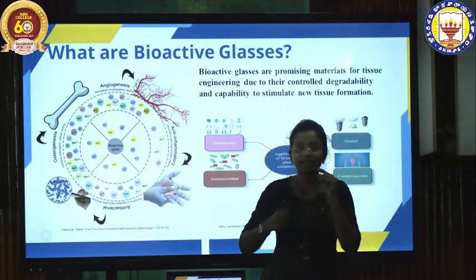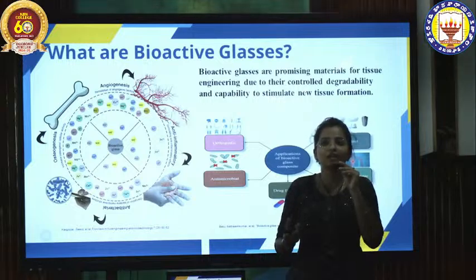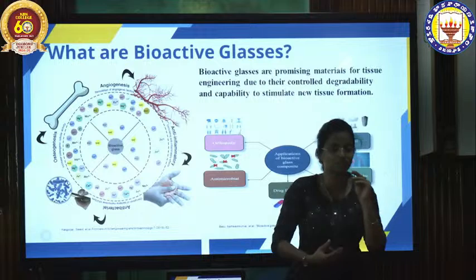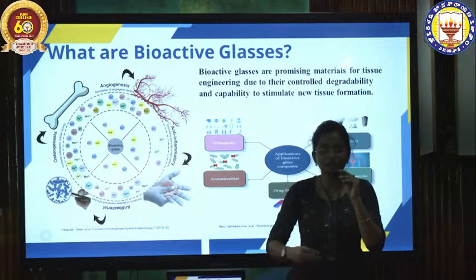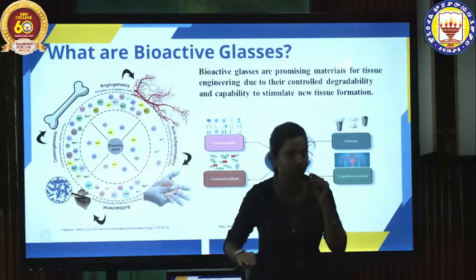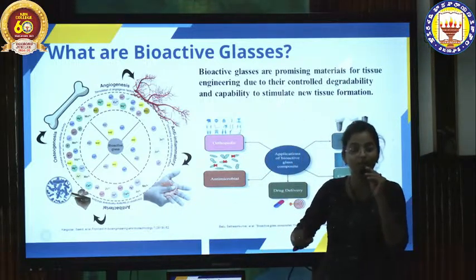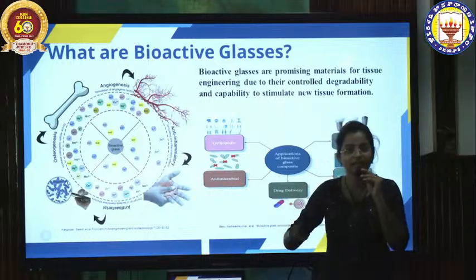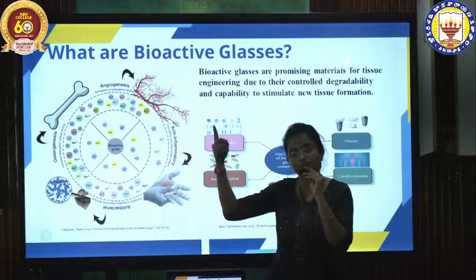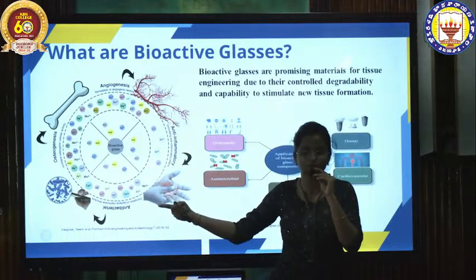Compatibility means it is the guest and it should accept whatever the host is giving, and it should be compatible with the host. The guest should be compatible with the host. That means it should not create any problem to the host, and it should do its own work without creating problems to the host materials.